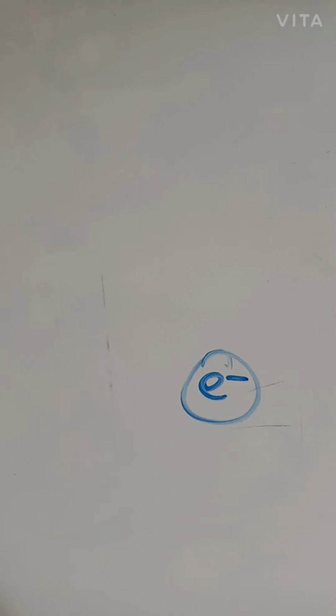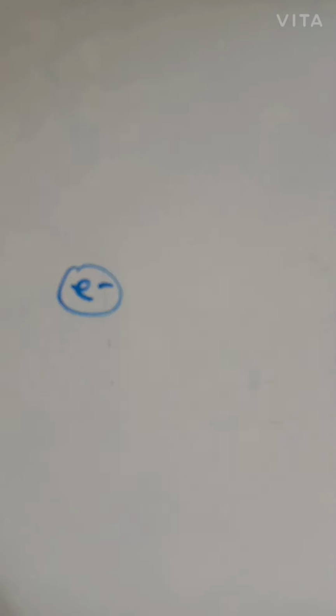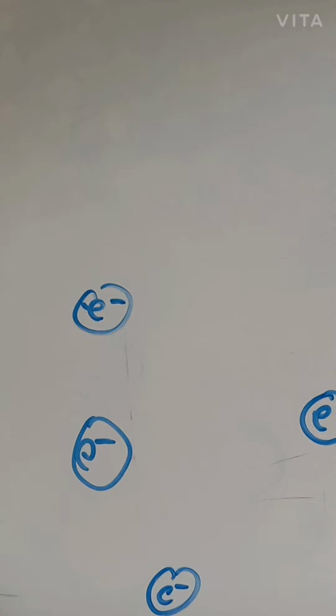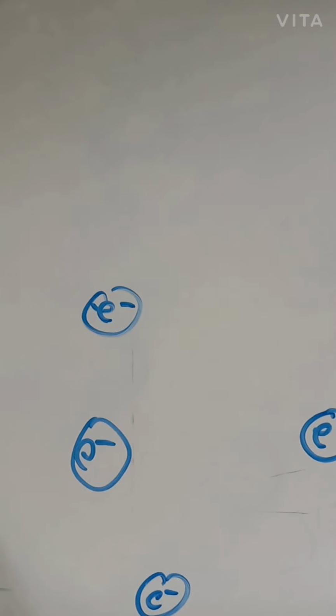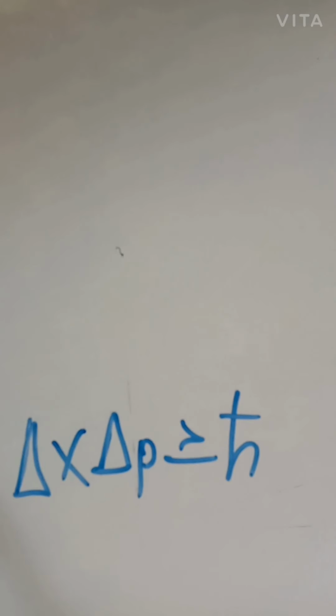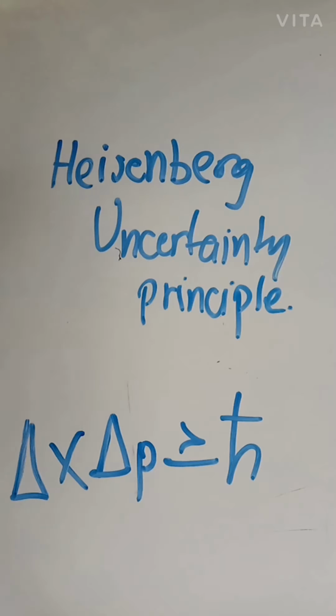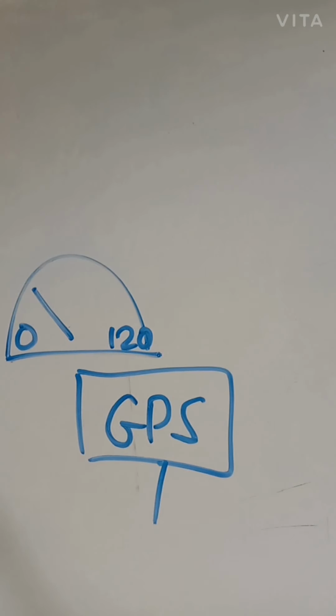One thing is really important to understand: we can't pinpoint the electron at one location. It can be here, it can be here, it can be here, or all the places at the same time. Well, this comes from Heisenberg's uncertainty principle, which says that you can't know the speed and the location of a quantum particle at the same time.